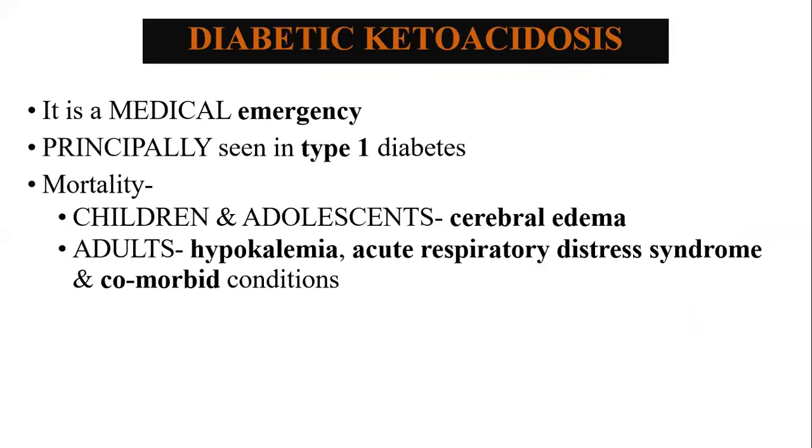So, diabetic ketoacidosis, which is an acute complication of diabetes, is a medical emergency in the acute setup, and those types of patients always appear in the emergency department. It is very common in type 1 diabetes. It is one of the common causes of mortality in adolescents and children because of cerebral edema. In adults, the death is associated with hypokalemia, acute respiratory distress, and comorbidities like hypertension. This condition is associated with deep, sighing breathing because of lactic acidosis.